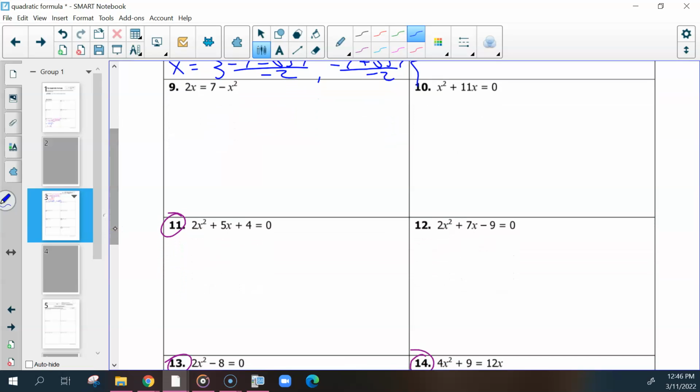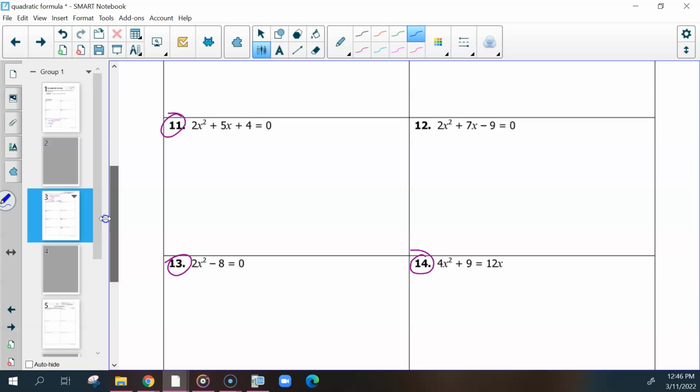We are going to skip down to number 11. What are your A, B, and C values? 2 is your A value. Your B value? 5. And C? 4. 4. Yeah.